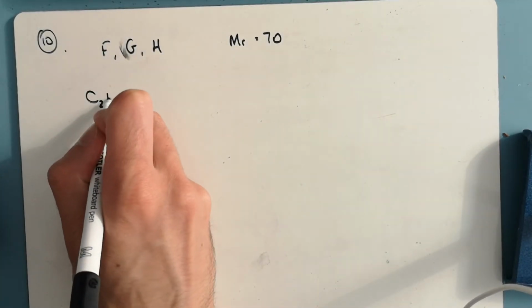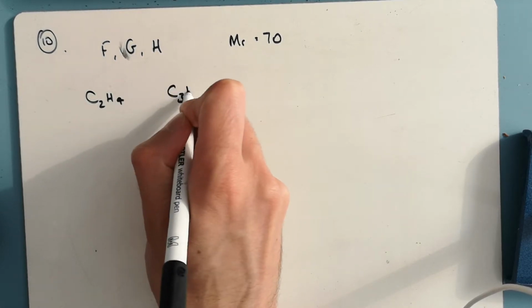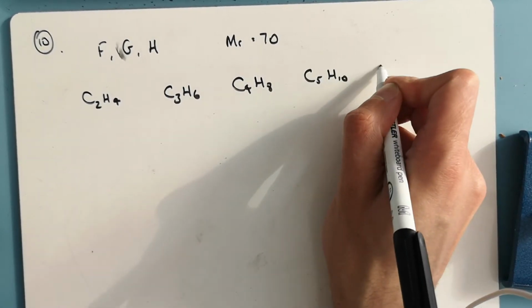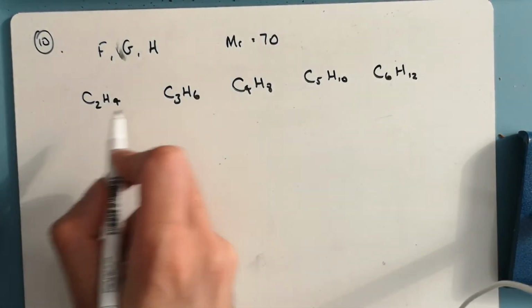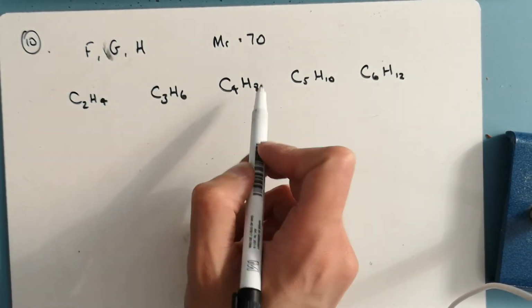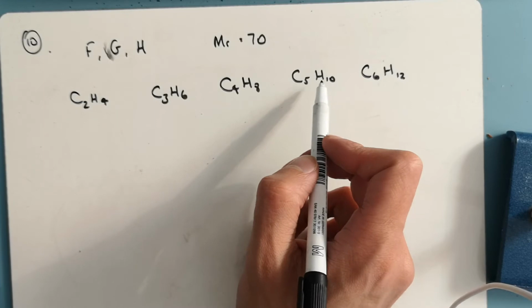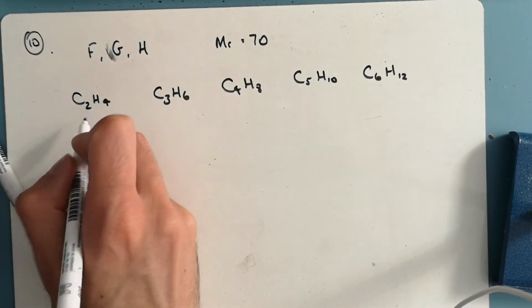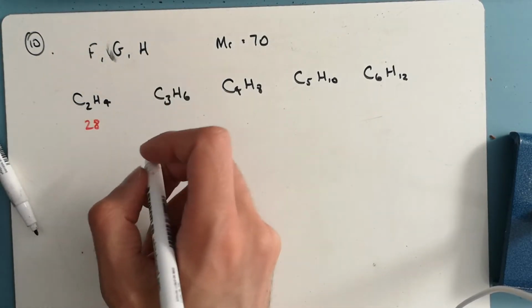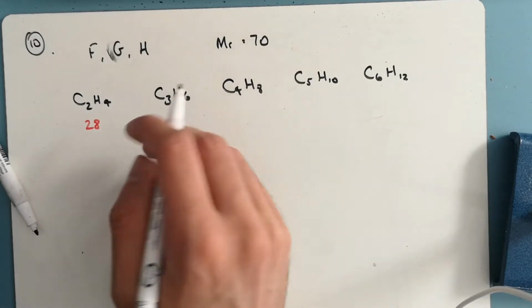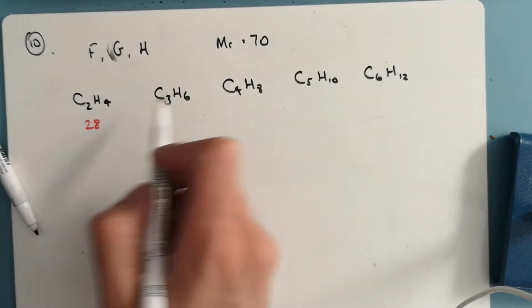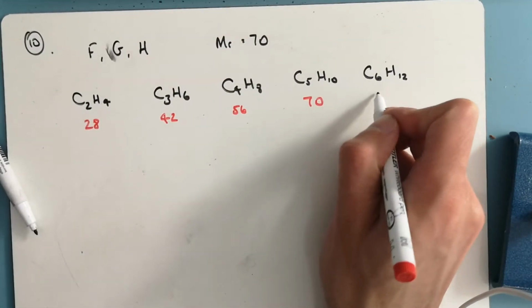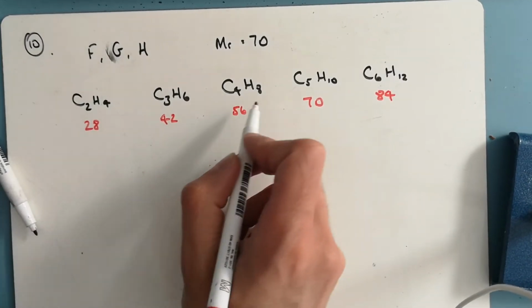We've got the first one is C2H4, then C3H6, C4H8, C5H10, C6H12. So ethene, propene, butene, and there's a few butenes, similar, a few pentenes, a few hexenes. And if we go for the MRs of each of these, this is going to be 28, 2 times 12 is 24, plus 4, 28, and then we add on 14 each time, because each time we're adding on a CH2. So this will be 42, this will be 56, this will be 70, this would be 84. You see how each one adds on 14.